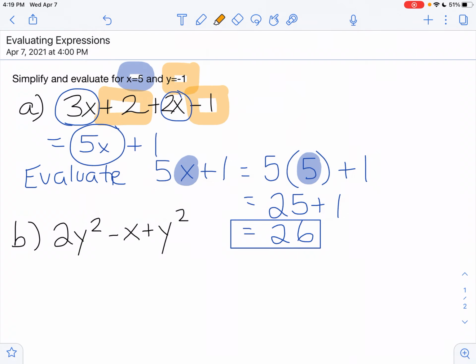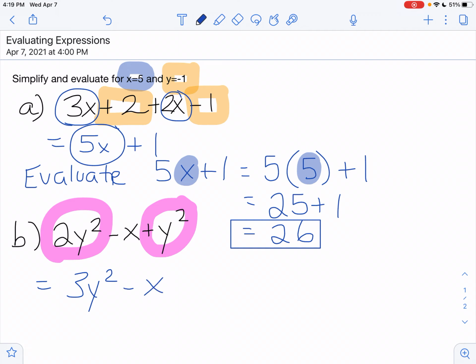we also have some like terms that we can collect. I'm looking at 2y squared, and I'm adding 1y squared. That gives me a total of 3y squared. And minus x, of course, is not a like term, so I cannot add it on to the 2y squared and the y squared. Remember that whenever you see just a y squared or an x, there is a 1 in front that we just don't normally write.